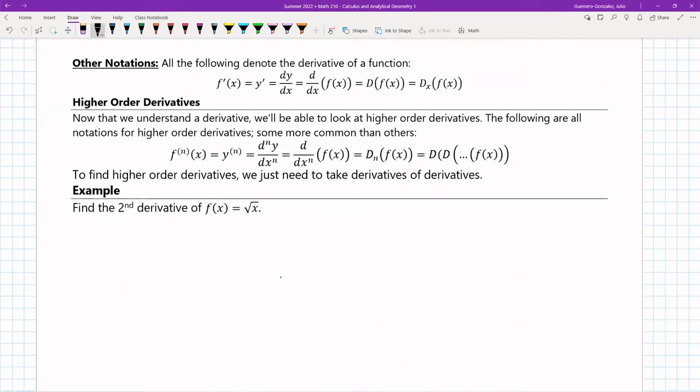Other notations. Depending on what book you look into, there might be different ways that a derivative is denoted. These are the various ways that a derivative can be written down. Some of these are much more prevalent. Some are not too prevalent at all. Some of them you have to look in specific calculus books to really see. However, they all mean the same thing. You're taking the derivative.